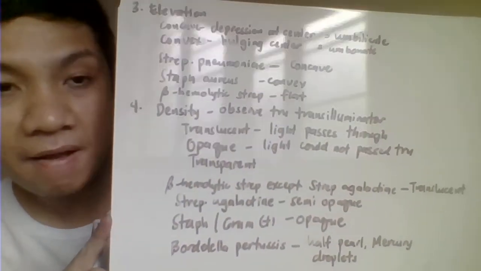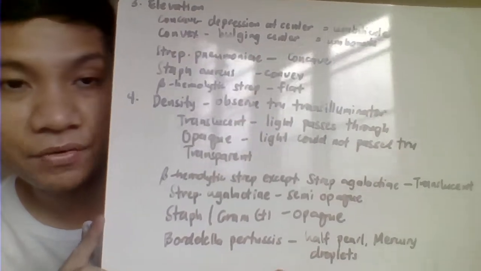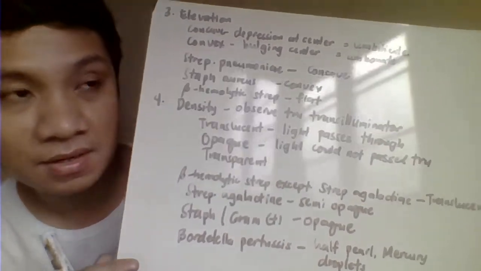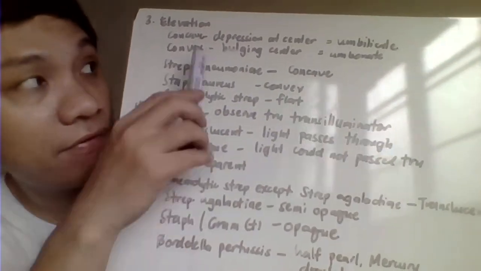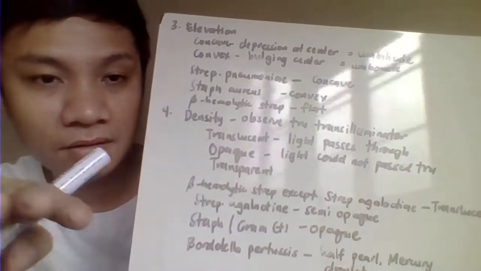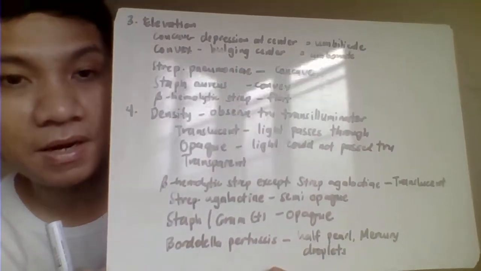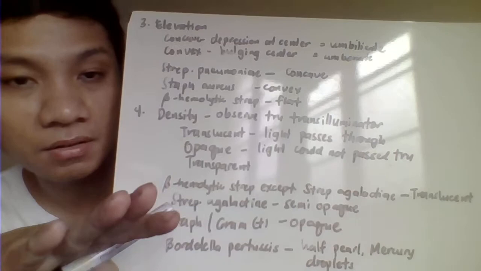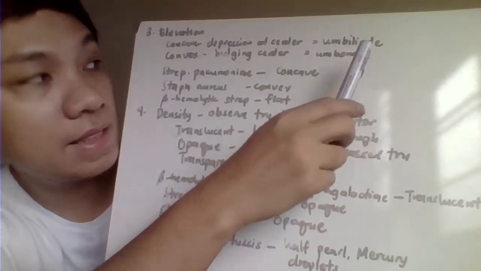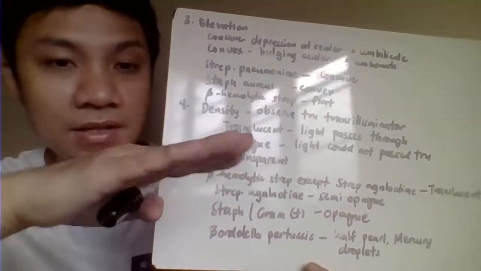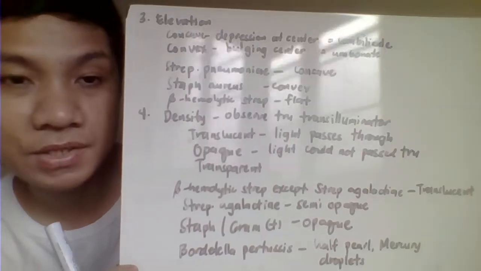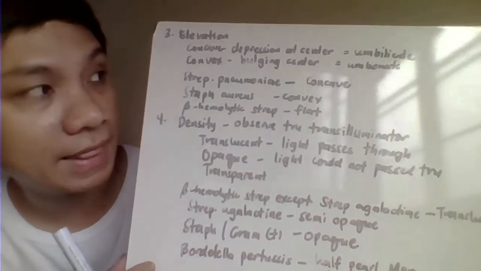Okay, the next one is the elevation. You could have a flat colony, concave, or convex. The concave would identify your organism as having a depression. Okay, that's your concave. Another name for that is umbilicate. Convex, on the other hand, has a bulging center, which is also called umbonate.